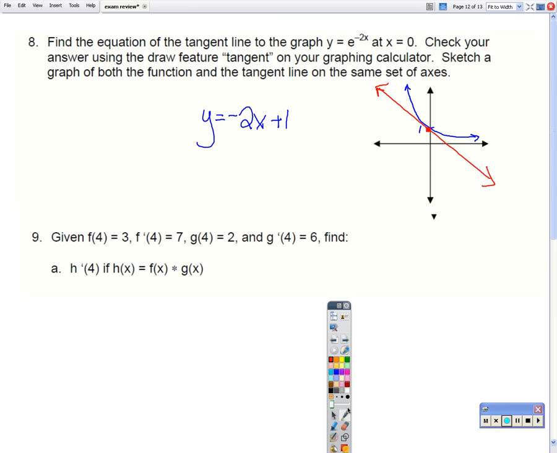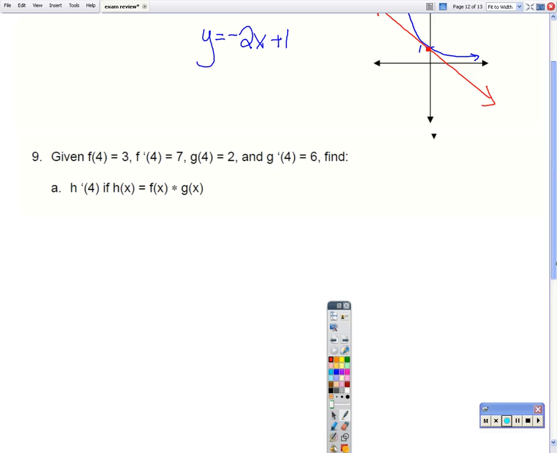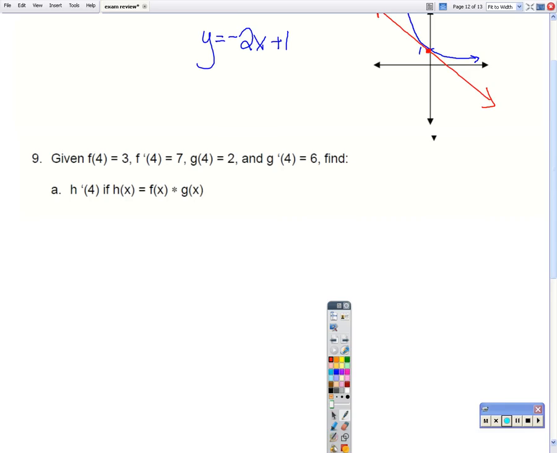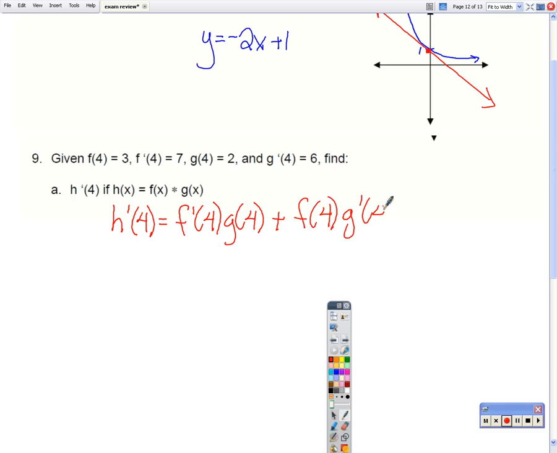For number 9, as long as we're careful with how we set this up, it's actually not too hard of a problem. If h of x is this product, that means h prime, and we're going to do a 4, is f prime of 4 times g of 4 plus f of 4 times g prime of 4. Now I'm going to use our givens to fill that in. F prime of 4 is 7.